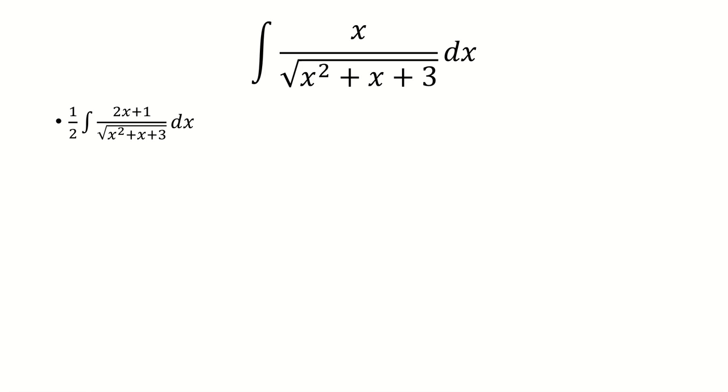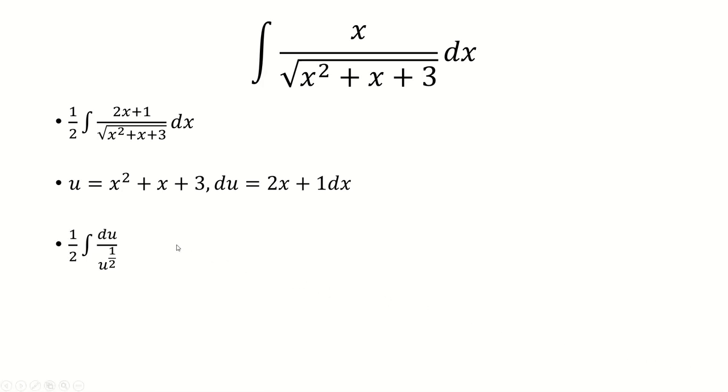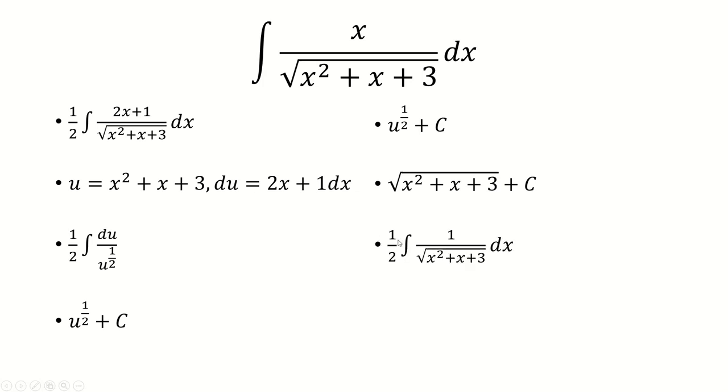In order to solve this, we have to do u substitution. Let u equal x squared plus x plus 3. du is 2x plus 1 dx. So that's just 1/2 integral du over u to the 1/2 power, which is just u to the 1/2 plus c. And then u we said was x squared plus x plus 3. So we end up with the square root of x squared plus x plus 3 plus a constant c. And that leaves us with solving this integral, and then we'll be done.